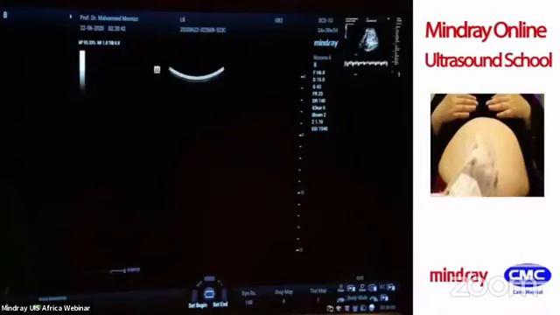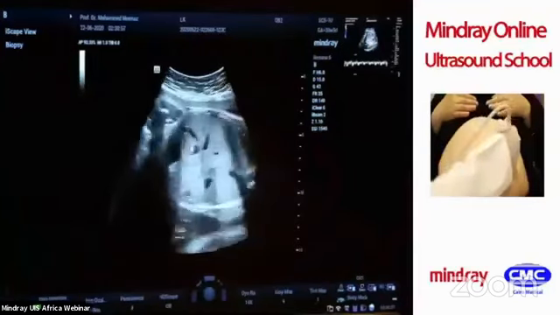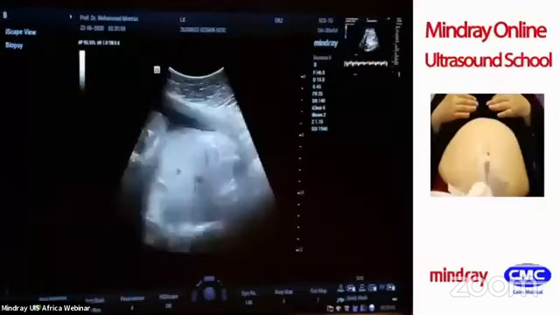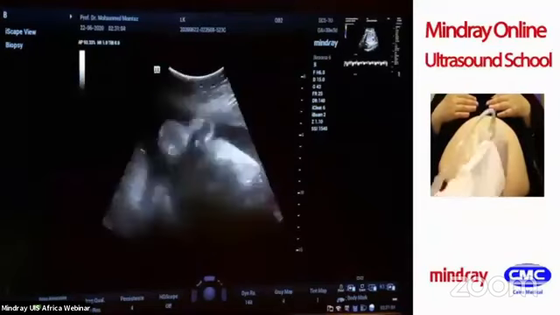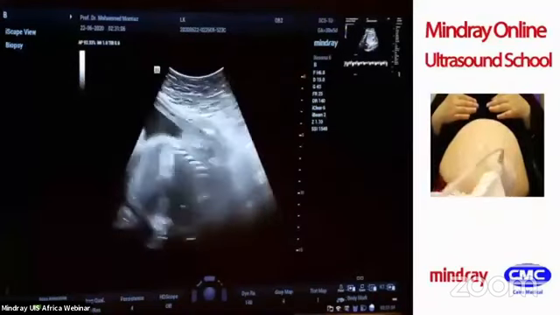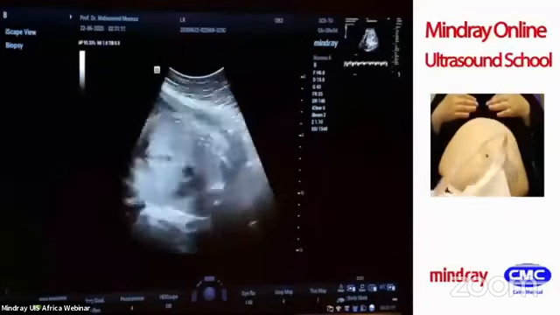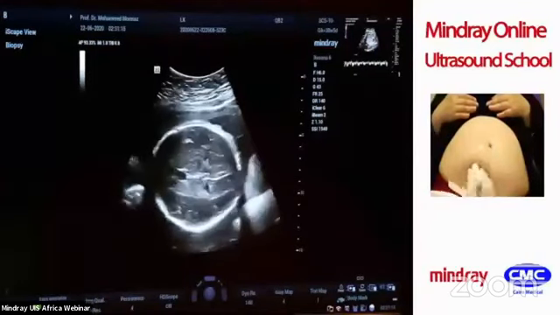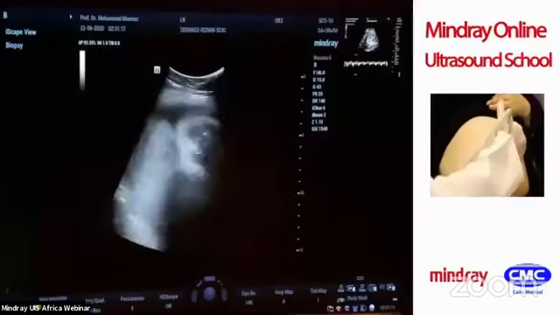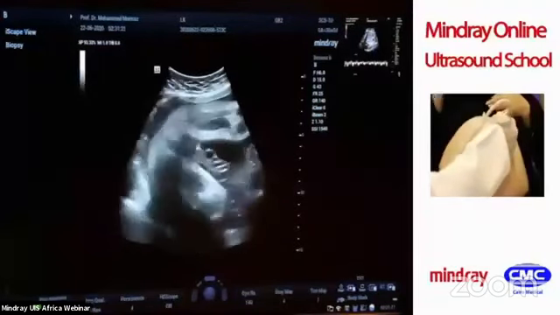We will do now the demonstration of how to get the Doppler measurement in a pregnant patient. This lady is pregnant around 30 weeks. Of course, before we do Doppler, we have to do the standard scan. The standard scan is that we look for the whole pregnant uterus. Doing that, we will see the presentation, it is cephalic, the position, the back is to the left side, and the lie, of course, is longitudinal.